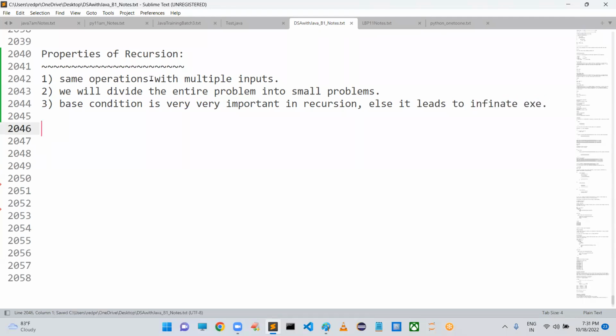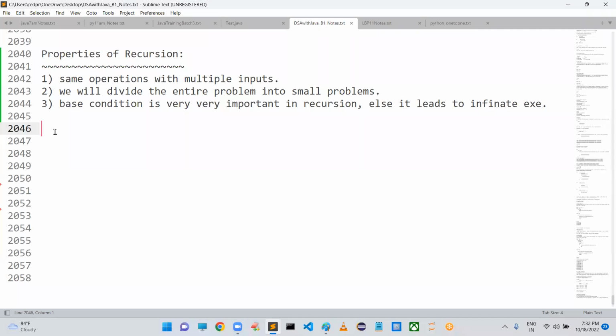That means if you are not writing the proper base condition, if you are not applying your logic properly, or if you write any wrong base condition, then the complete story is going to be ended, because it leads to infinite execution. Already we have seen. Yes, some people are telling stack overflow error, correct. So these are the main three properties of recursion.